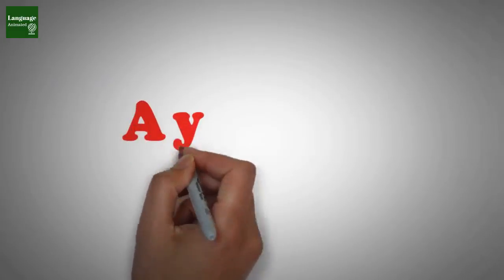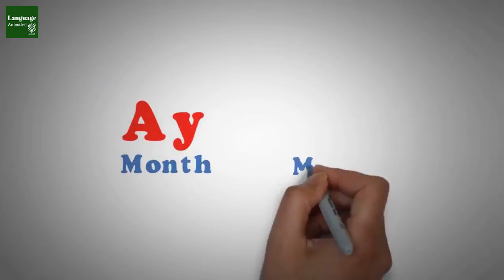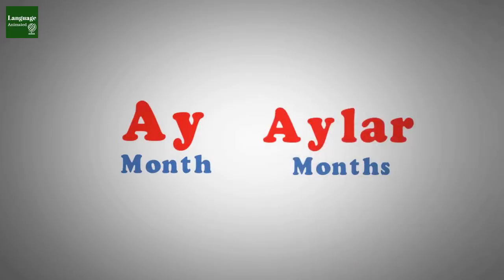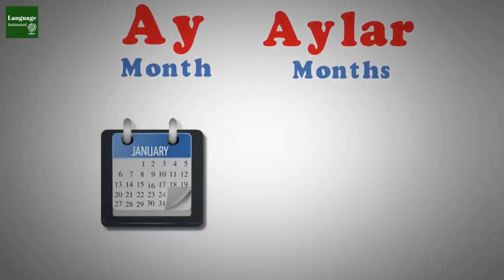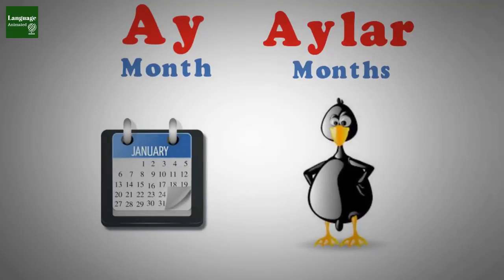Ay means month. And if you want to say months, then you can say aylar. Aylar. I will start from the first month. Obviously, everyone starts from the first month.